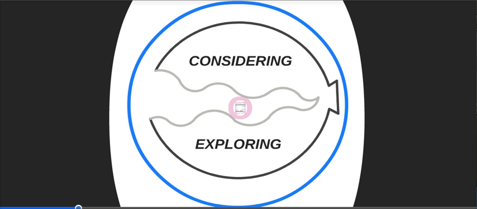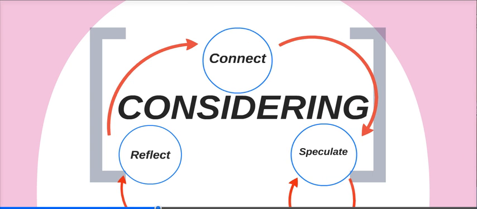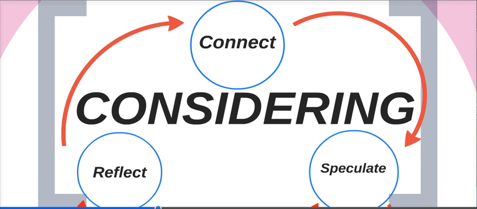To understand how the two halves interact and create the whole, we have to look more closely at the elements of the process. The considering half includes three elements: connect, speculate, and reflect. Connect is often the starting place for new learning. This element has students connect to personal or background knowledge and real-world context. With speculate, students begin generating questions or making hypotheses and predictions.